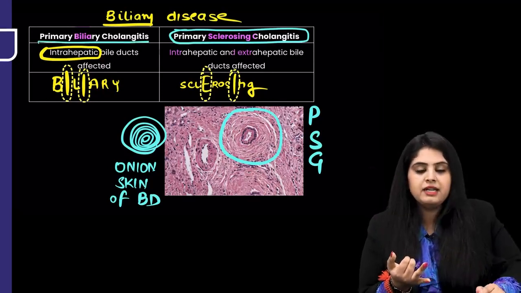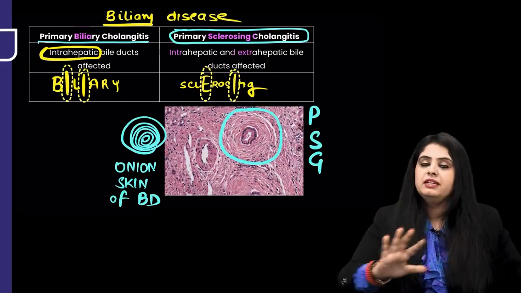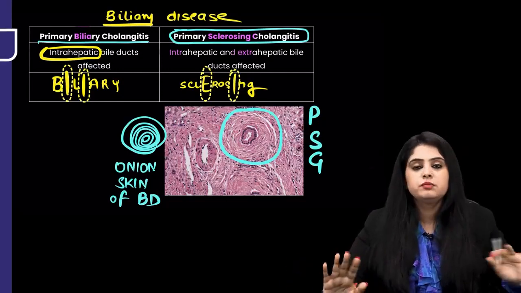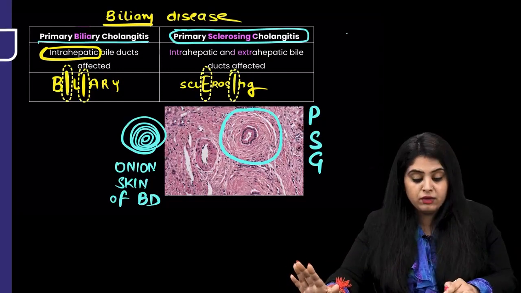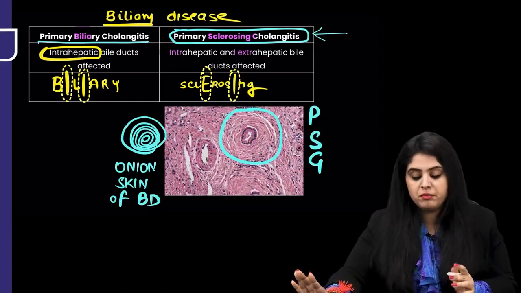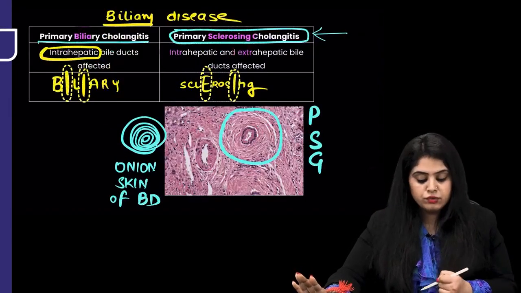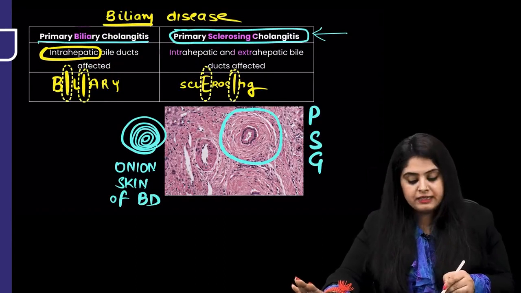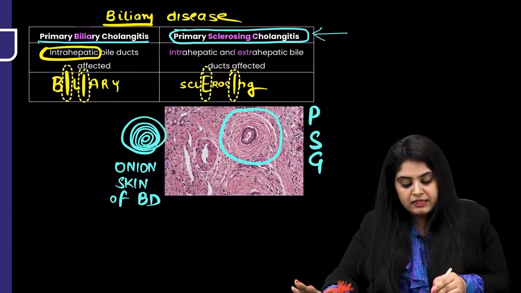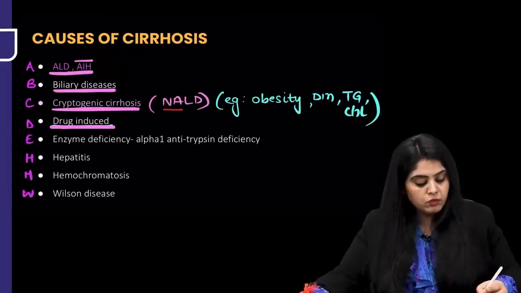Primary biliary, AMA and ANA are sorted. The AMA, ANA biliary cholangitis has no radiology changes and no pathology changes. This primary sclerosing cholangitis is the one which is problematic. Radiology shows you pruning of the bile ducts and pathology shows you onion skinning of the bile ducts. So with that, your biliary diseases also come to an end. ABCD is done. What do we move on to next?